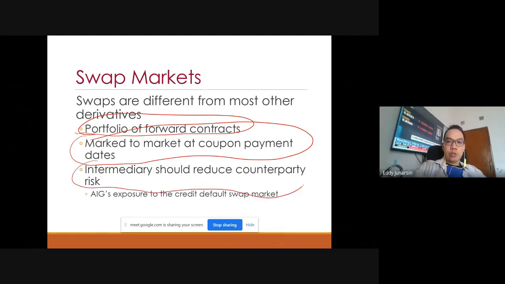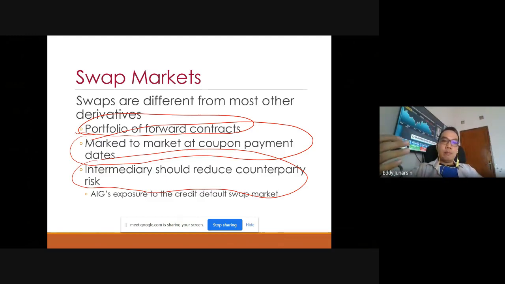And the intermediary should reduce counterparty risk. This is, I think, another unique feature of the swap contract, because now, as an intermediary, like a financial institution that buys or sells a swaps contract, we have to be a bit more vigilant, because your counterparty, your client, might go into problems. They might decline in terms of their creditworthiness. So as an intermediary, a financial institution that buys or sells the swaps contract, you are faced with credit risk as well as other types of risk. So I think the situation is more dynamic, more complicated than maybe other types of contracts.